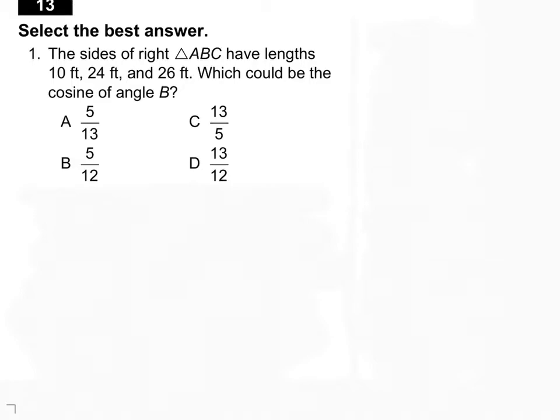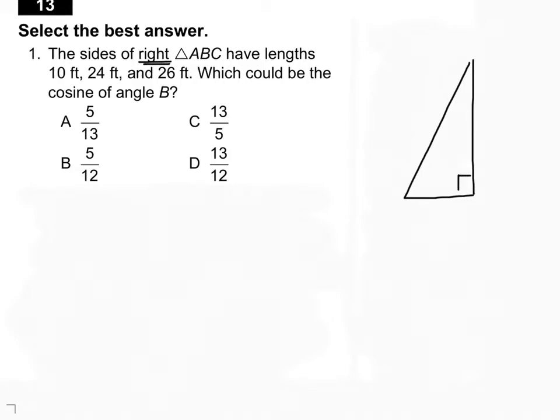Trigonometry Functions Review. Question number 1. The sides of right triangle ABC have lengths 10, 24, and 26 feet. Which could be the cosine of angle B? The keyword here is right triangle. Whenever it comes to a right triangle, go ahead and draw a triangle with a right angle, 90 degrees.